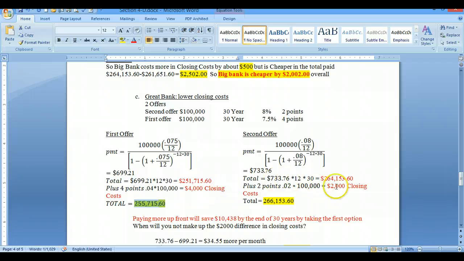Now, when will I end up making up the difference between these two? So I have $4,000 in closing costs and $2,000 over here. By what point do I actually make up for the $2,000 more in my closing costs? Because we do know overall it is cheaper to go with this option versus this one. But that's over the whole life of the loan.